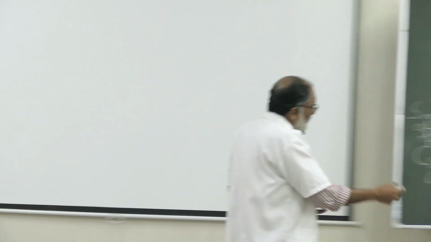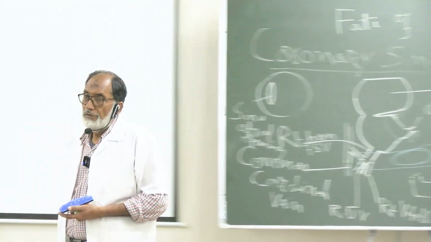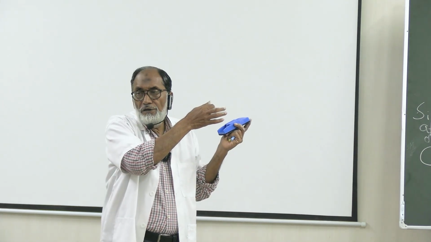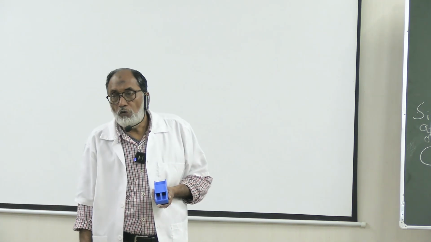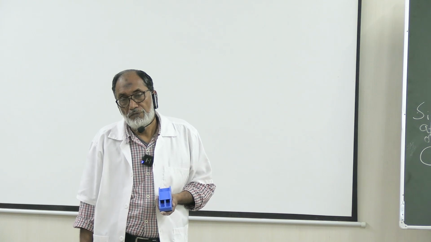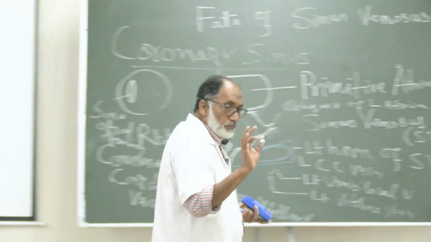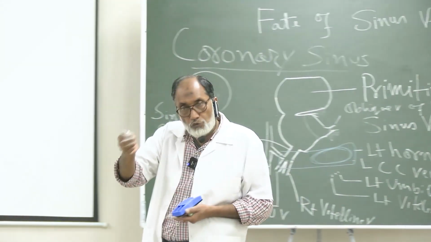Now come to the right horn of the sinus venosus and right part of the body. This is the right horn of the sinus venosus and right part of the body. What will happen? That will be absorbed in the wall of the right atrium. And it will form a smooth part of the right atrium, the posterior smooth part of the right atrium.